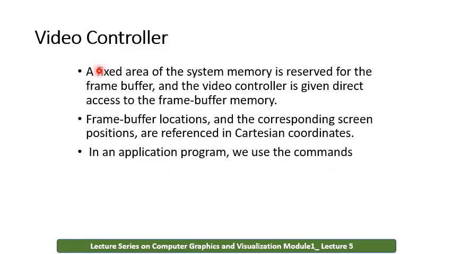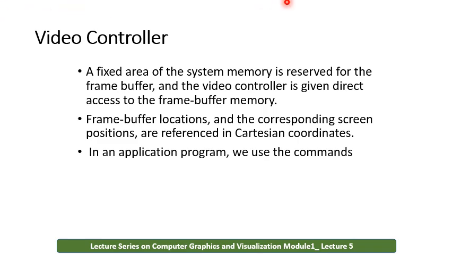The frame buffer is a fixed area of the system memory. Some fixed memory is reserved for the frame buffer, and the video controller is given direct access to the frame buffer memory. The frame buffer locations and the corresponding screen positions are referred to by Cartesian coordinates, which are normally represented in terms of the x and y axes. In a raster scan display system such as our monitors, the top left corner is considered the origin.